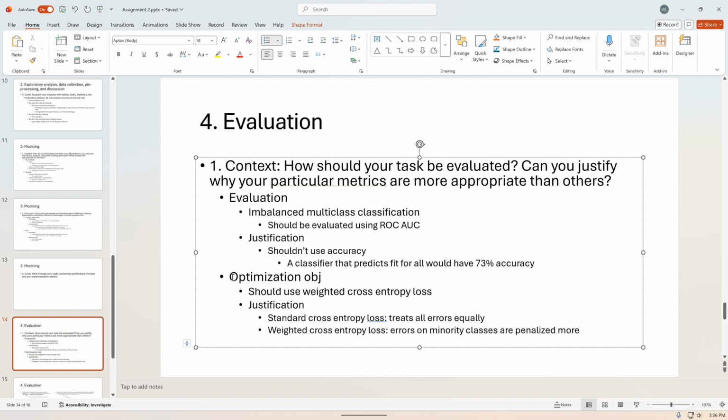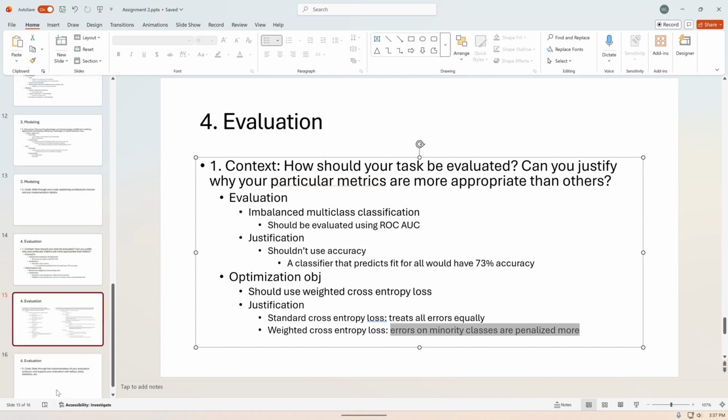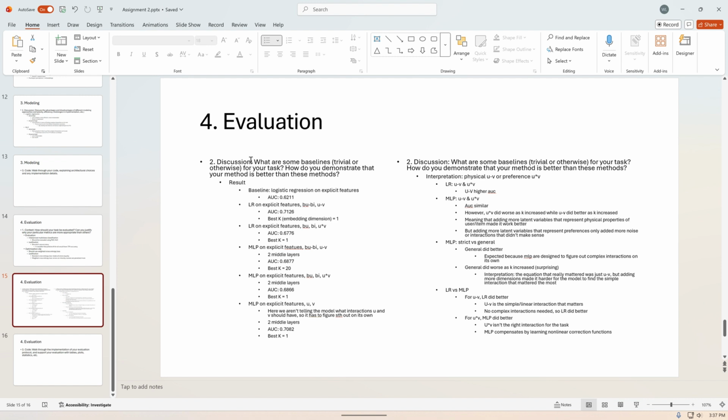And then what are we optimizing? We are optimizing the weighted cross entropy loss, and the justification for using weighted cross entropy loss is that standard cross entropy loss treats all the errors equally, whereas weighted cross entropy loss will penalize errors on minority classes more, which is what we want, because those minority classes actually matter a lot. And then question 2, discussion. What are some baselines for your task? How do you demonstrate that your method is better than these methods?